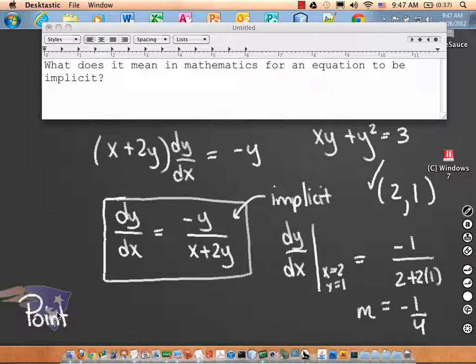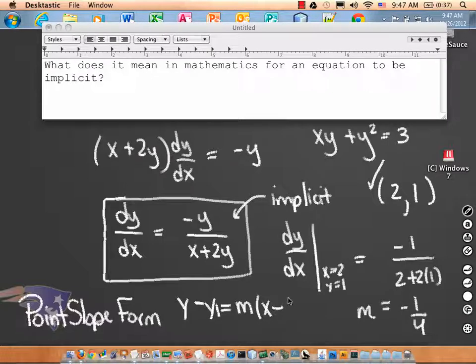You can. That's a good Algebra 2 way of doing things. Point slope form: y minus y1 equals m times x minus x1. So the slope is negative 1/4. So y minus 1 equals negative 1/4 times x minus 2.